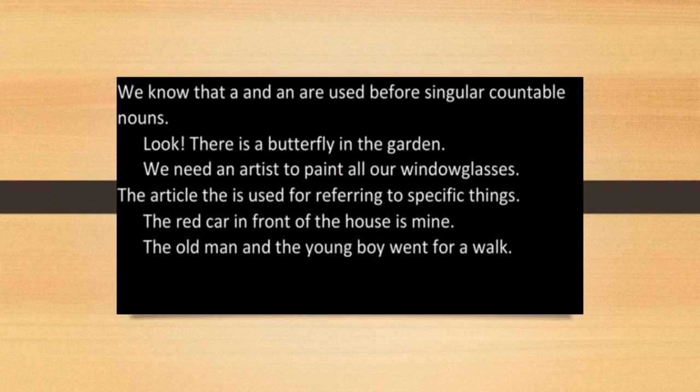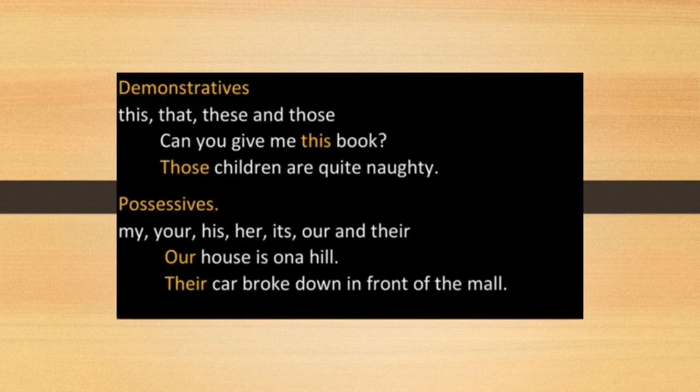Now we are going to see the next type, which is demonstratives. So what are they? These are used to point out something. When you are pointing out or demonstrating something, we use these demonstratives. So which are the four main demonstratives? This, that, these, and those. These are the four main demonstratives.